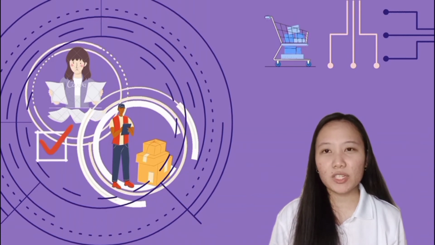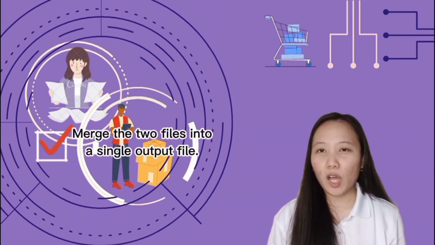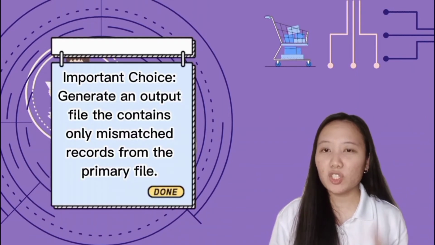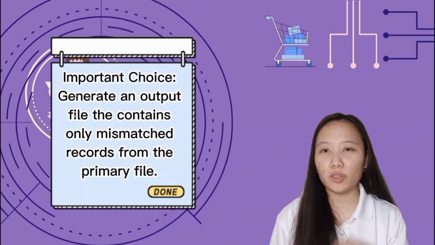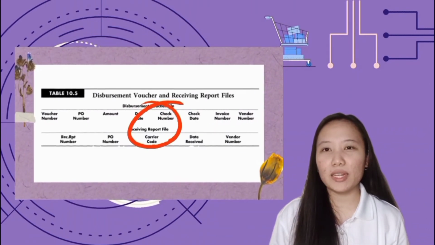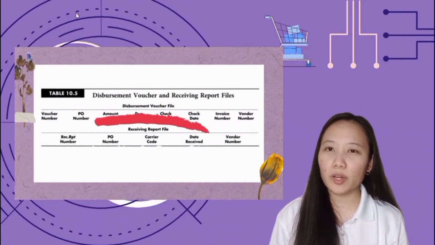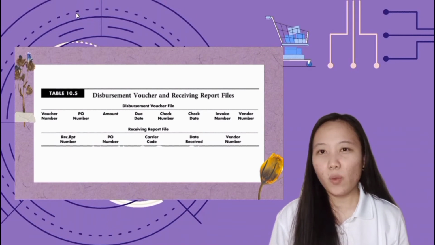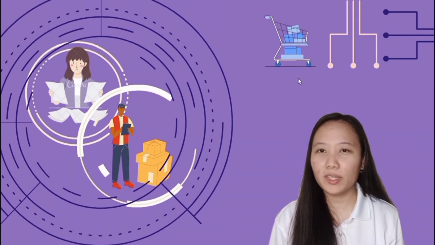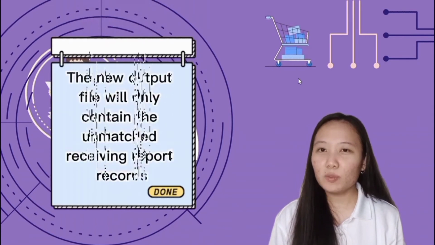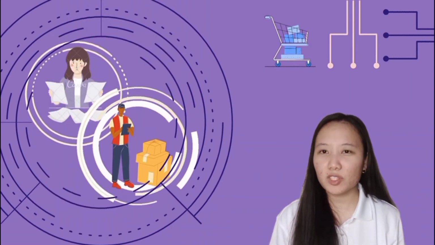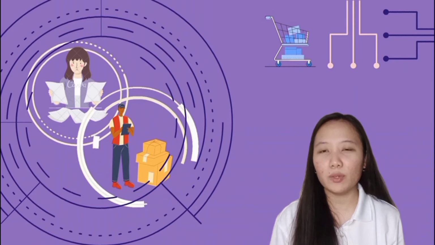The next step is to merge the two files into a single output file. The output choice, however, differs from the preceding example. In this scenario, the important choice is to generate an output file that contains only mismatched records from the primary file. The receiving report file is the primary file in this case, while the disbursement voucher file is the secondary one. When you select this option, the join procedure will discard all inventory receipts that were appropriately recorded as liabilities. The new output file will only contain the unmatched receiving report records. The file has the same structure as the receiving report file in Table 10.5.